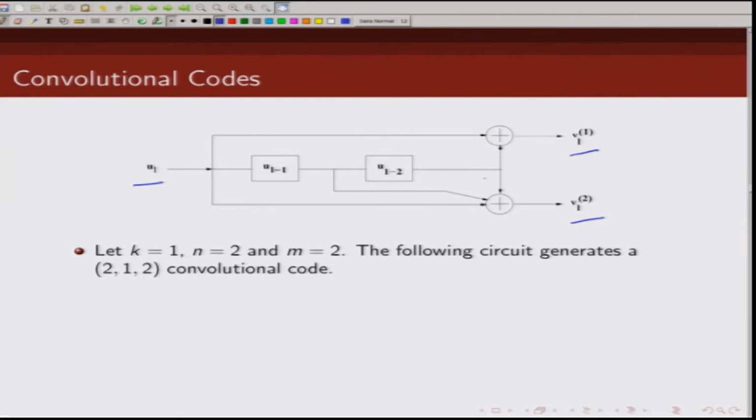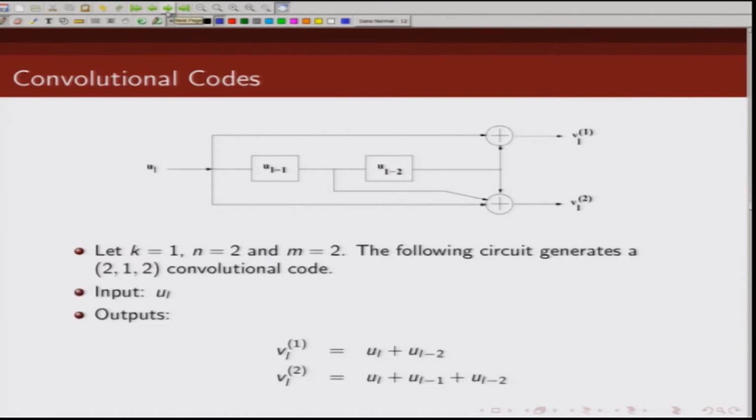So, the current output not only depends on current input, but also depends on past two values of the input. So, this is an example of a 2, 1, 2 convolutional code. n is 2, there are two outputs, k is 1, one input, and memory order is 2, because the output depends on past two values of information sequence. So, you can see here the first output, which is v of l1, it is basically u of l plus u of l minus 2.